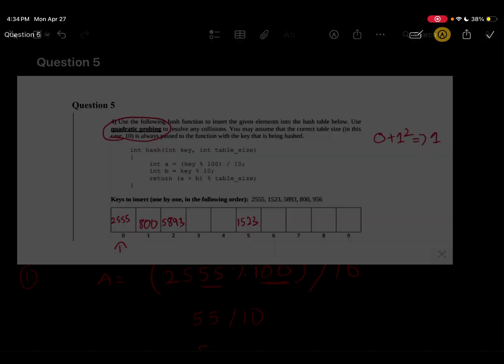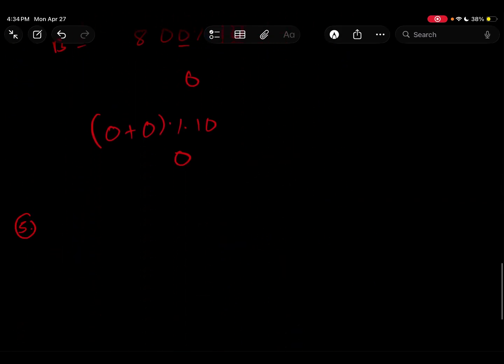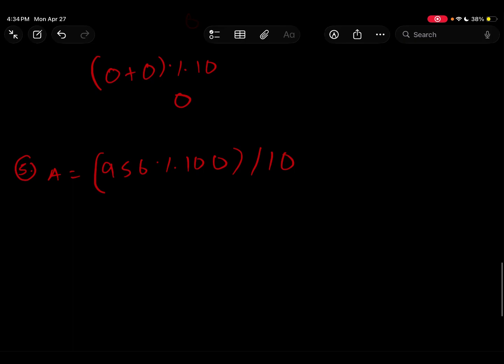Okay, now let's do 956, the last value. A is 956 mod 100 divided by 10. So it is 56 mod 100, which is 56. 56 divided by 10 is 5.